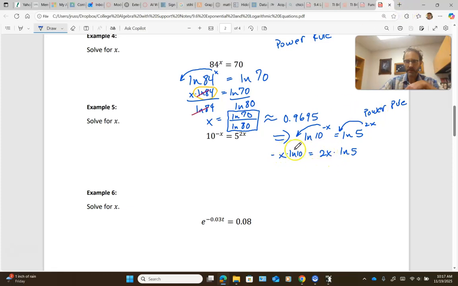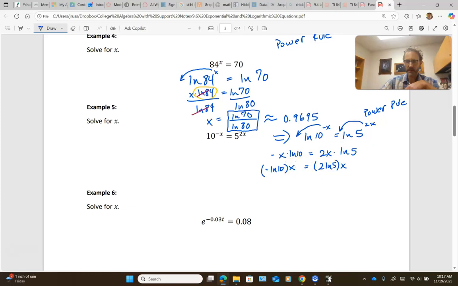Alright, so now I need to get my x by itself. Well, what you've got to realize is that this on the left hand side is one term, and this on the right hand side is one term. It's just that, again, the coefficients here, the numbers, are irrational, so they look kind of strange. In fact, you could rewrite it. You could say this is the same as 2 times the natural log of 5, so that's my coefficient of x. And then on the left-hand side, negative natural log of 10, that's my coefficient for this x.